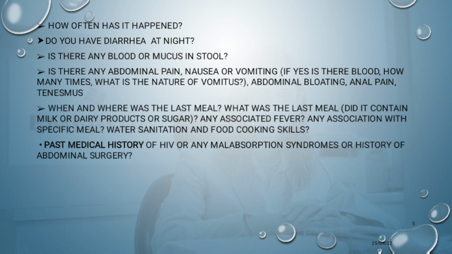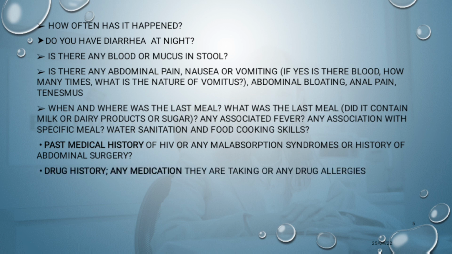Then for the past medical history, you have to ask for any history of HIV, any malabsorption syndromes, or any history of abdominal surgery. These are specific to what we have been given, which is diarrhea. For drug history, ask about any medication they are taking or any drug allergies. If they refuse medications, we can ask, have you been taking antibiotics for the past maybe 2 weeks, or have you recently taken antibiotics?